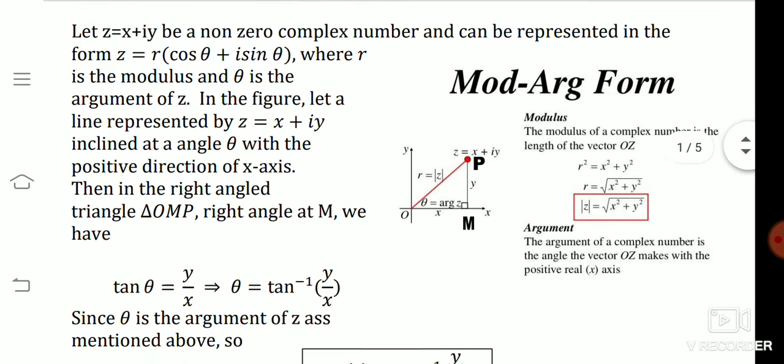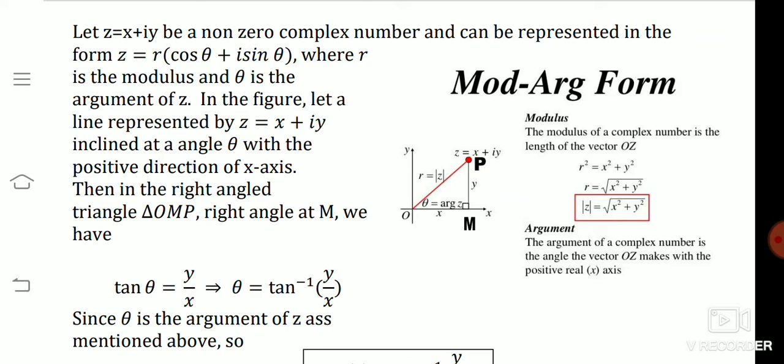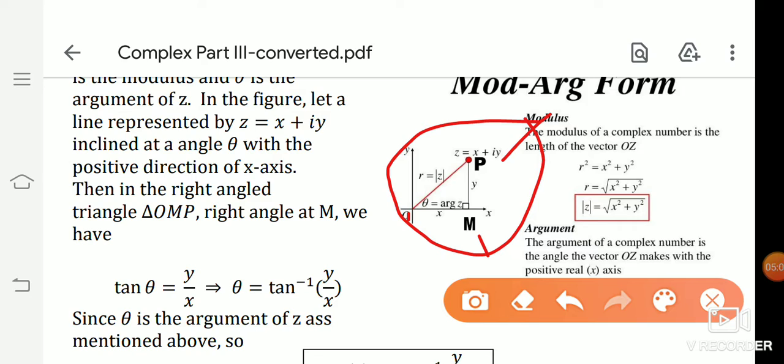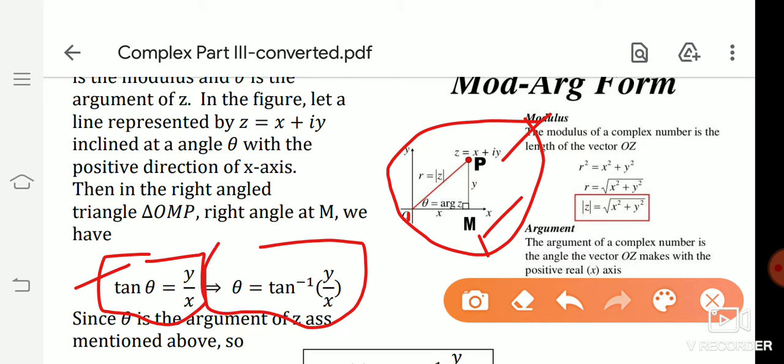Then in the right angle triangle OMP, it forms a right angle triangle OMP, with the right angle at M. Since M is the right angle, we can represent tan theta equal to y by x, and we can say that theta equals tan inverse of y by x.